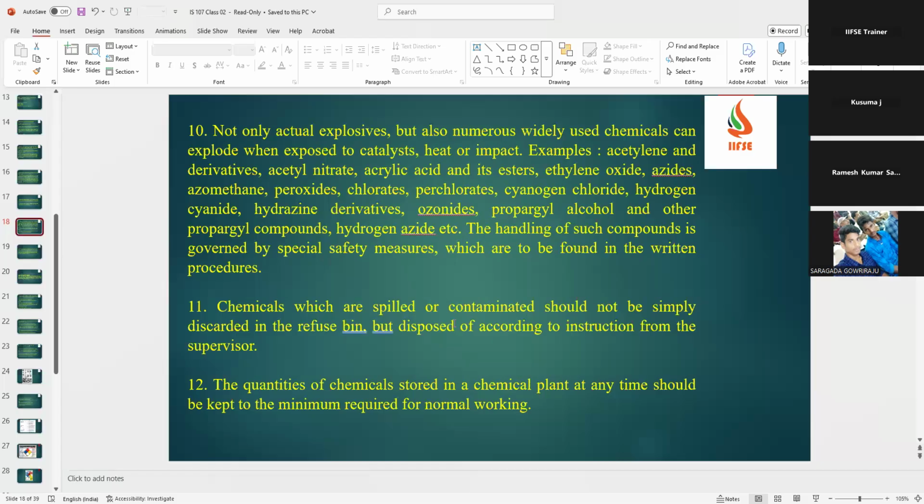So, handling of such components is governed by special safety measures which are to be found in the written procedures. So it is also important.